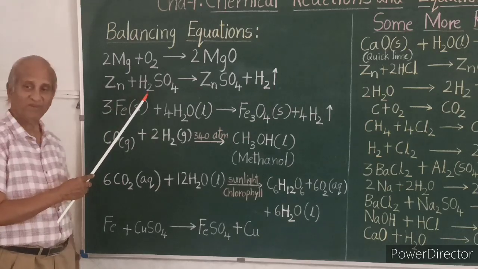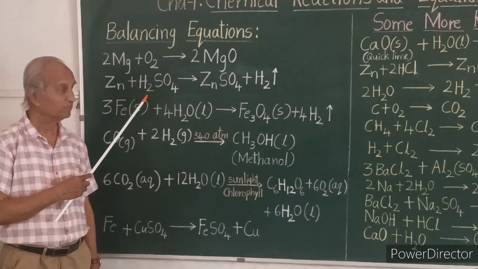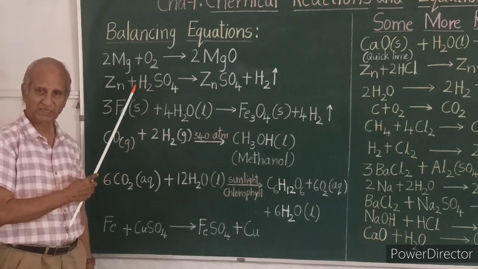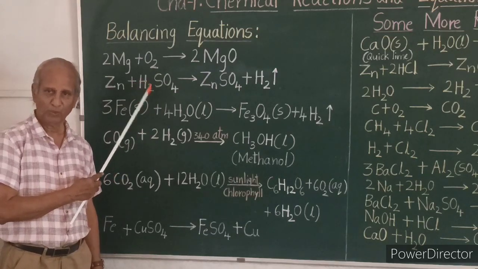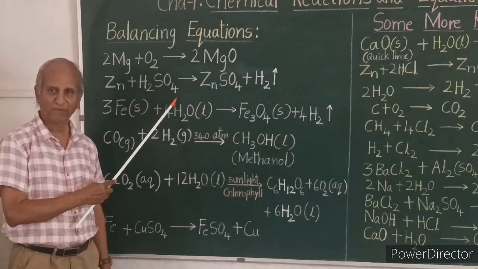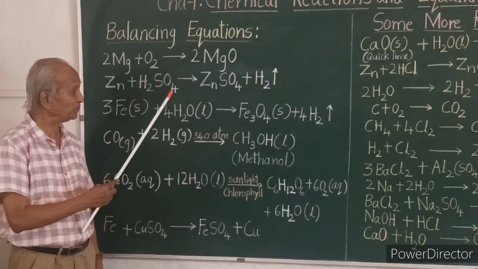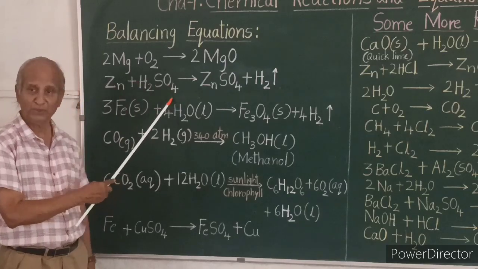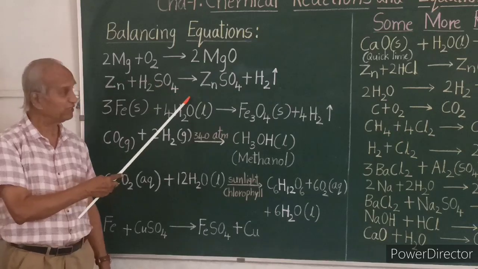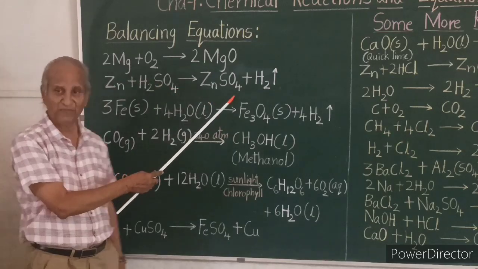Plus, we have the dilute acid here, H2SO4. 2 atoms of hydrogen, 1 atom of sulfur, 4 atoms of oxygen, H2SO4. Dilute sulfuric acid acts on zinc to give us zinc sulfate.